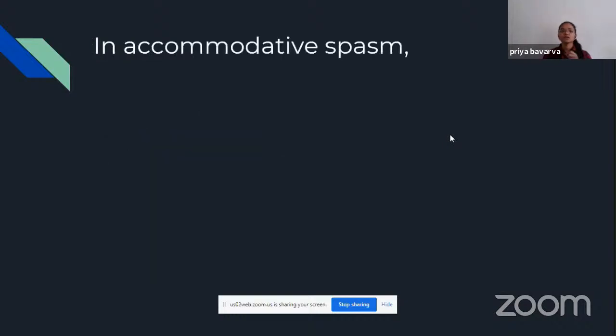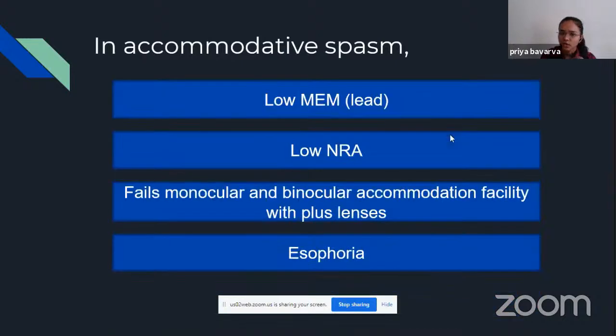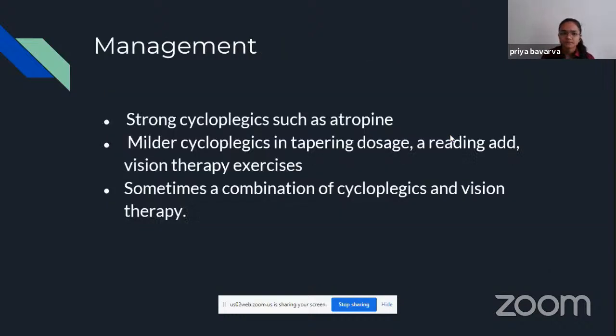So after performing all these tests in accommodative spasm, what results come up? Patients have a low MEM value, so there is a lead of accommodation, and a low NRA value, and they fail the monocular and binocular accommodative facility with plus lenses, because the patient's lens is also having a plus power. And esophoria due to the accommodation and convergence increasing.